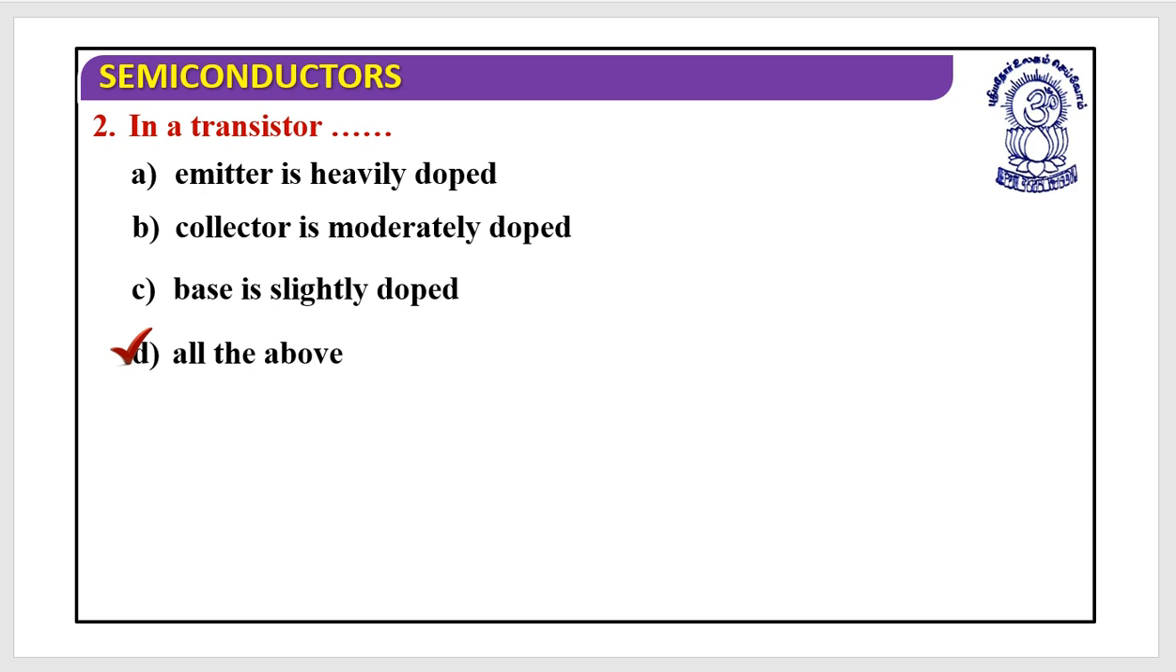Next, in a transistor, the emitter is heavily doped. Correct. The collector is moderately doped. Yes. The base is slightly doped. Yes. All of these. Absolutely correct. So this is the correct answer. I hope this is clear.